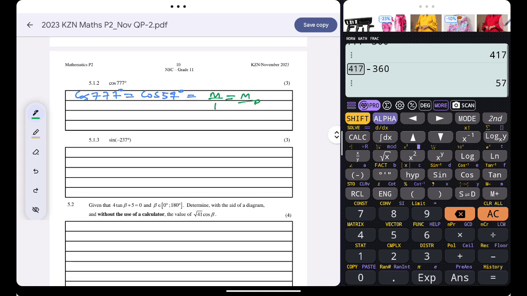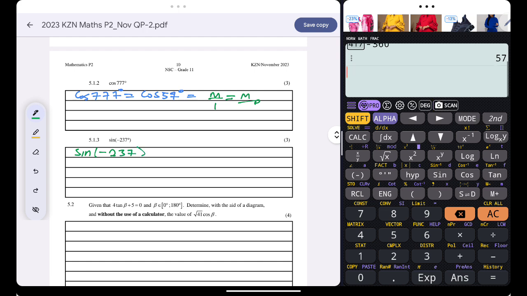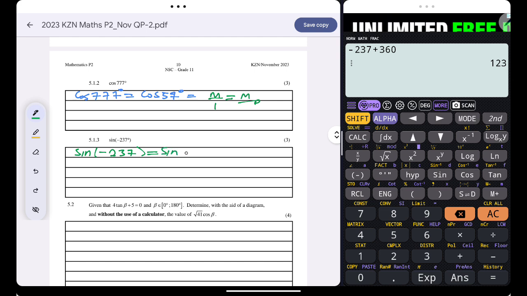And then they want me to find the sine of negative 237. Whenever I see negative angles, I need to add 360 this time. So I have negative 237, and I'm going to add 360 to it, and then I'll get what? 123 degrees. This is the same as the sine of 123.